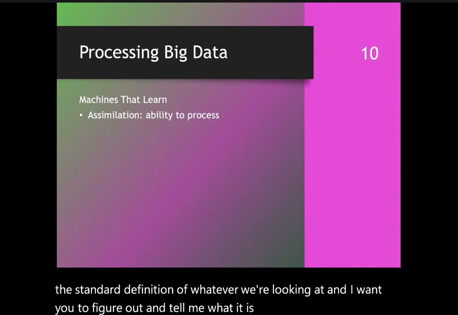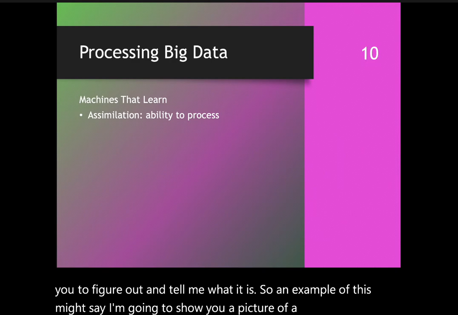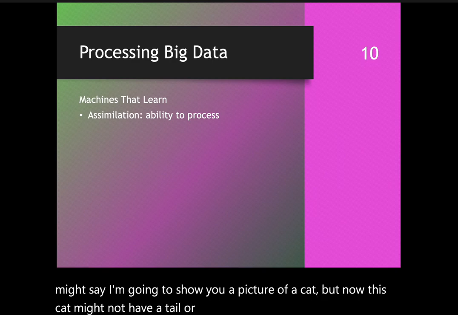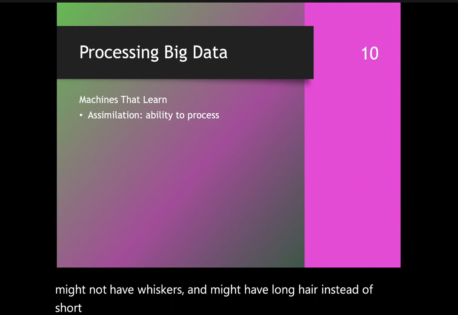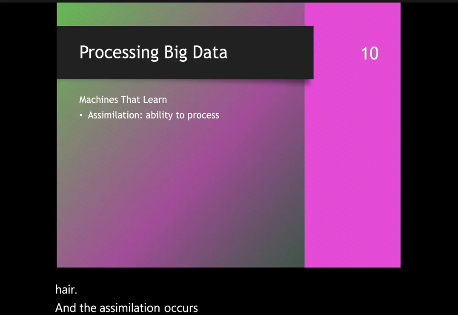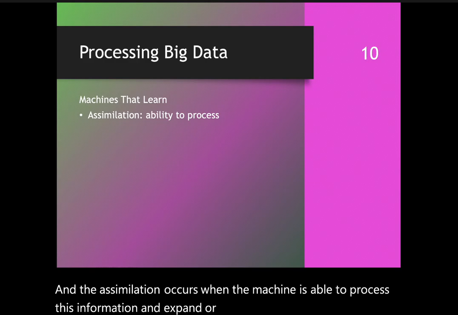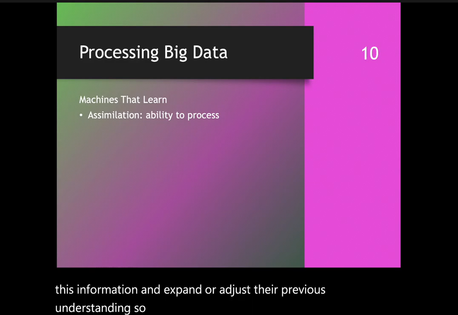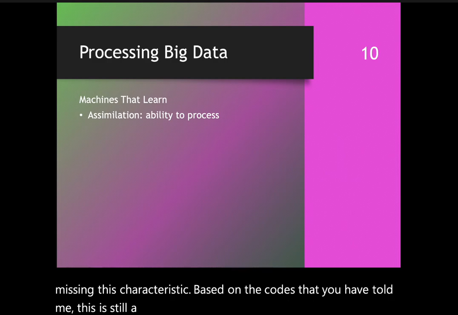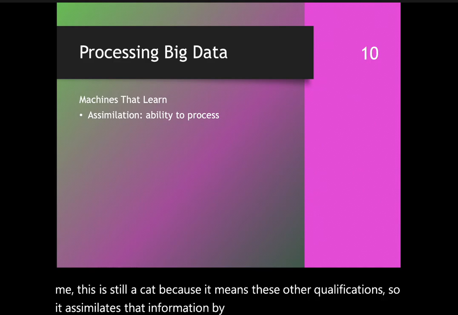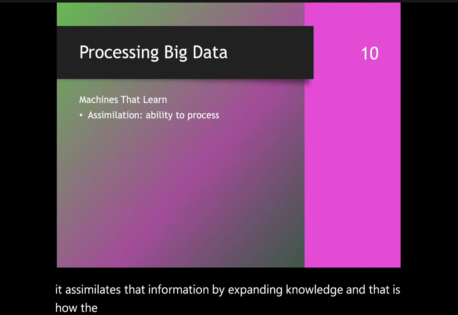So an example of this might say, I'm going to show you a picture of a cat, but now this cat might not have a tail. Or this cat might not have all 4 legs, might not have whiskers. It might have long hair instead of short hair. And the assimilation occurs when the machine is able to process this information and expand or adjust their previous understanding. So the machine is able to say, okay, even though it's missing this characteristic, based on the codes that you have told me, this is still a cat because it meets these other qualifications. So it assimilates that information by expanding knowledge. And that is how the machine learns.